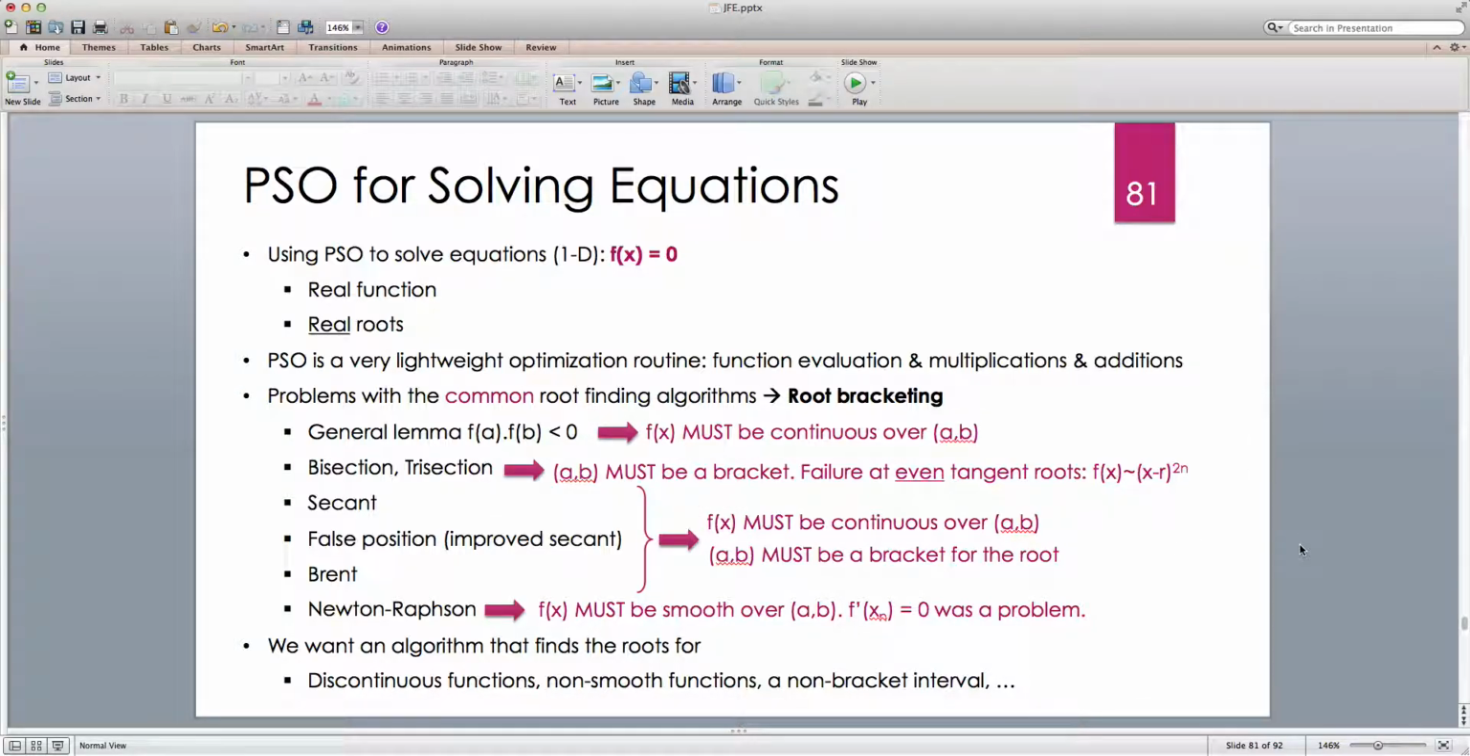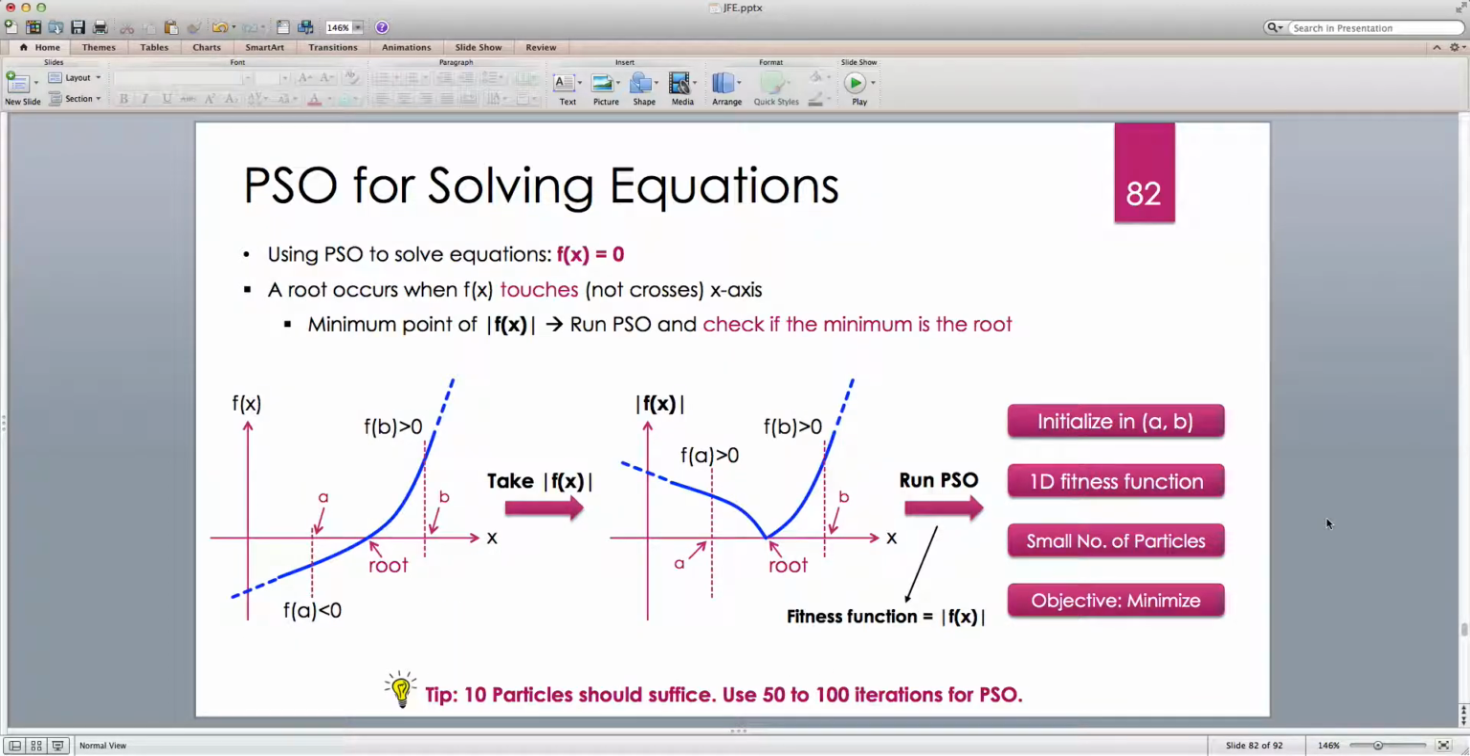We want to search the interval. If there is a root, we want to find it. If there are multiple roots, we want to find them. If there is no root, okay, we don't find anything, right? So for continuity, we want our algorithm to not care about the continuity of the function or the existence of derivatives. We don't care if the initial search interval is a bracket for the root or not. So none of the problems of all these previous methods. So how do we do that?